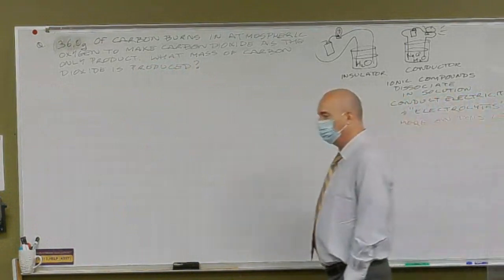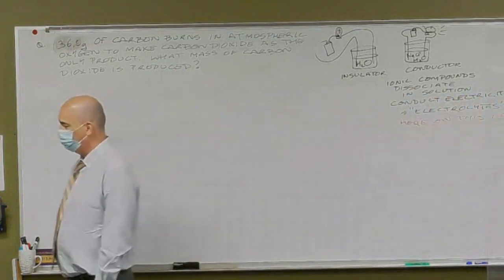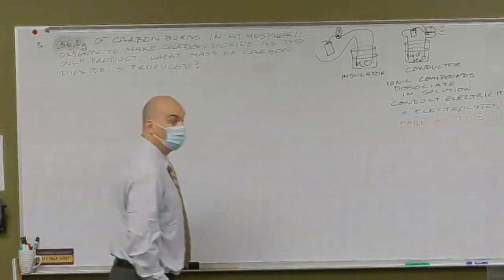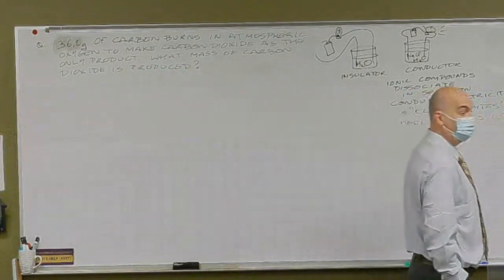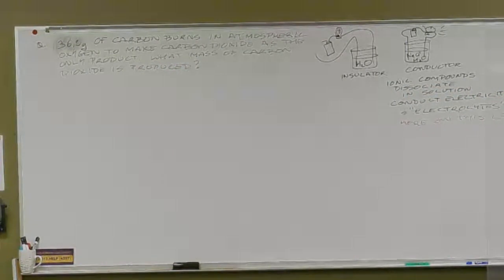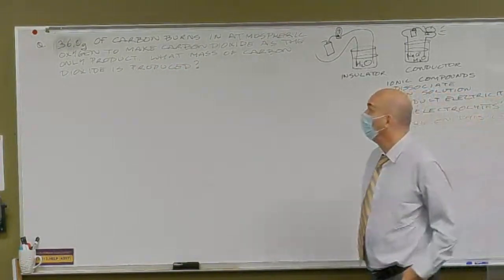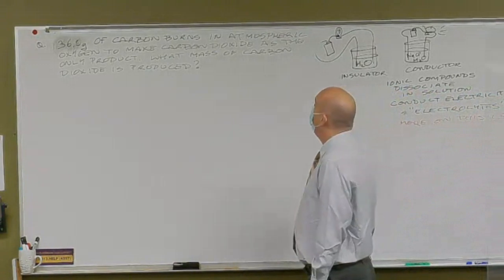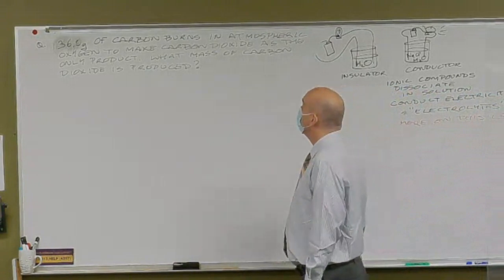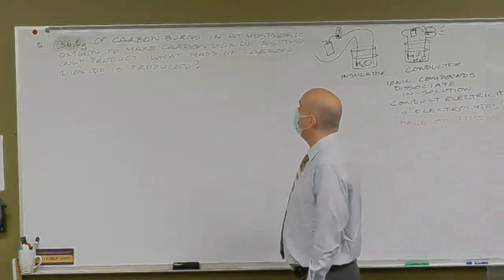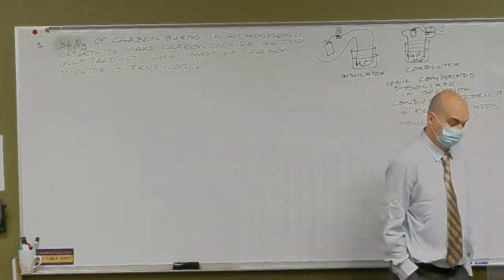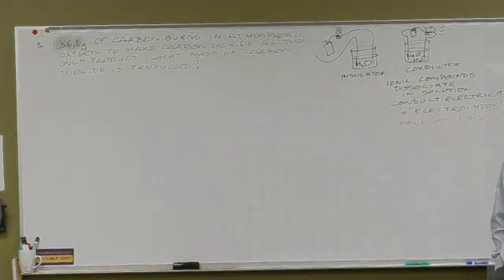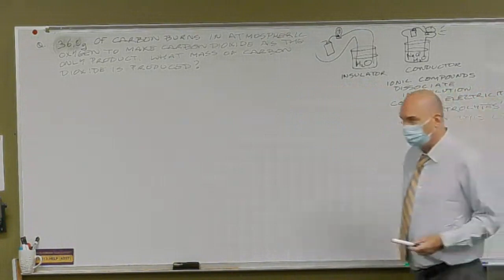One of our stated learning objectives for this course is you can take a verbal or written order and convert it into chemical notation. 36 grams of carbon burns in atmospheric oxygen to make carbon dioxide as the only product. What mass of carbon dioxide is generated? Okay.